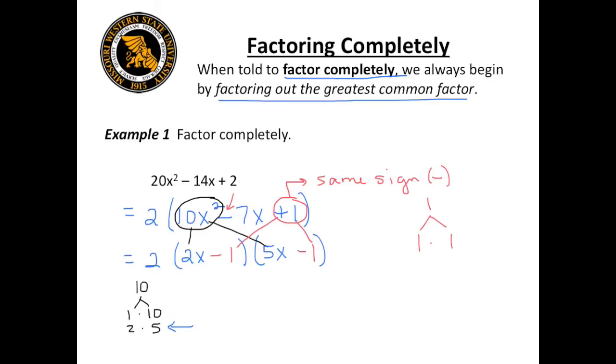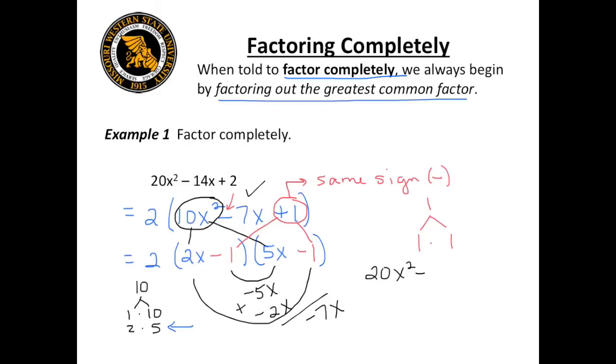Checking to make sure that we have properly factored our trinomial, we multiply our inner product, getting negative 5x, and our outer product, getting negative 2x. Adding those two terms together, we get negative 7x, which is what we needed to have. So the factored form for 20x squared minus 14x plus 2 is equal to 2 times 2x minus 1 times 5x minus 1.